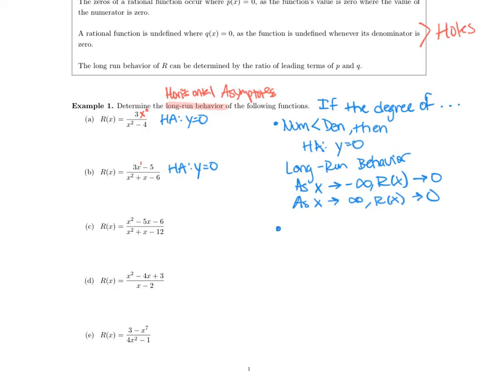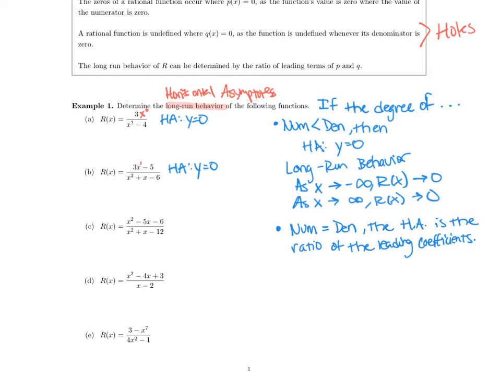Our second situation is if the degree of the numerator is equal to the degree of the denominator. Then what happens? Well, if the degree of the numerator is equal to the degree of the denominator, the horizontal asymptote is the ratio of the leading coefficients.